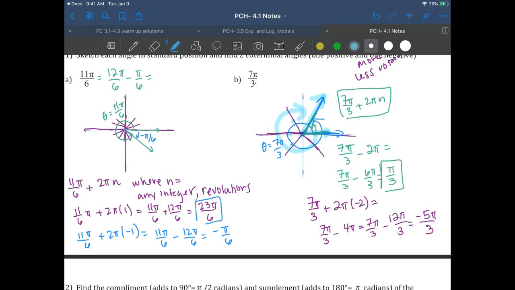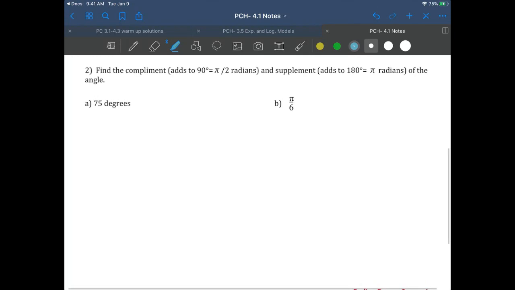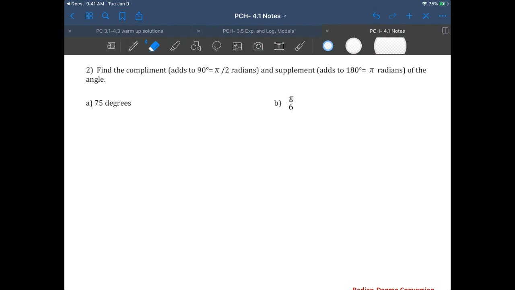Okay, so complementary angles, remember, add to 90, and supplementary angles add to 180. We're really used to doing these in degrees, but in radians, not so much. So complementary angles would be 90 degrees minus the angle you have, which is theta. So in our case, we'd have 90 degrees minus 75 degrees, which gives us 15 degrees.